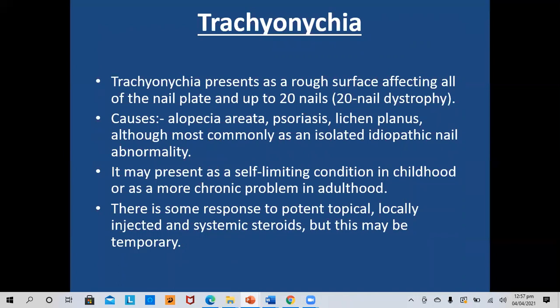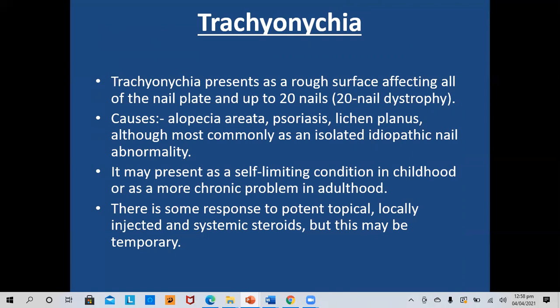Trachyonychia. Trachyonychia represents a rough surface affecting all the nail plates, and up to 20 nails are involved, also called as the 20 nail dystrophy. The main causes are alopecia areata, psoriasis, and lichen planus, though most commonly it is an idiopathic disorder. It presents as a self-limiting condition in childhood or as a more chronic problem in adulthood.